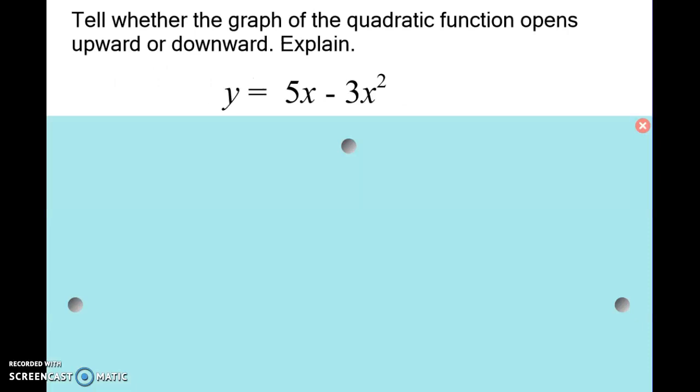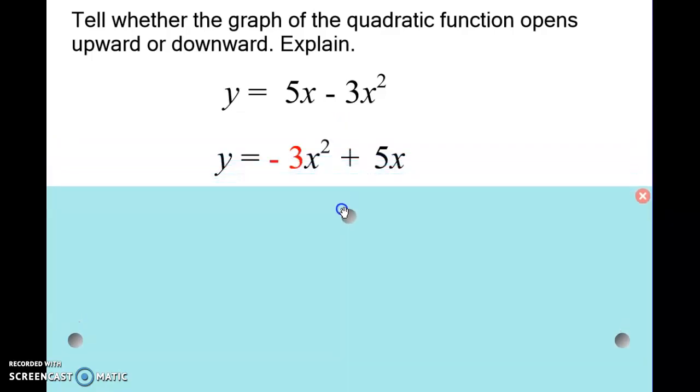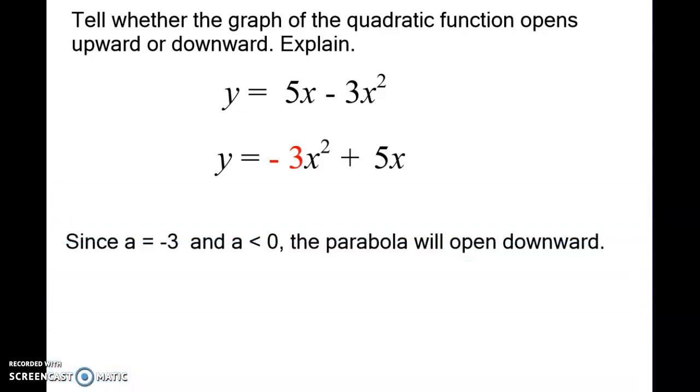Tell whether the graph of the quadratic function opens up or down. Explain. Well, the first thing that I need to do is turn it into standard form. And the a is the coefficient in front of the x squared. So you'll notice that the coefficient, the negative 3, the a, is a negative. Since a is a negative 3 and less than 0, the parabola will open downward.